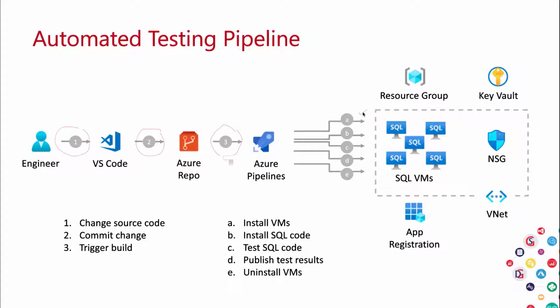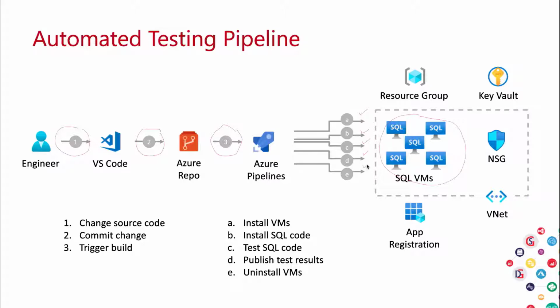So the first one is to create the VMs, which are all these 5 VMs, one for each SQL Server version, 2012 all the way to 2019. And the next thing is going to install the SQL code. Then it's going to test it using the PowerShell tester framework. And then push the test results. So there is a graphical user interface for reporting on DevOps that we are going to see.